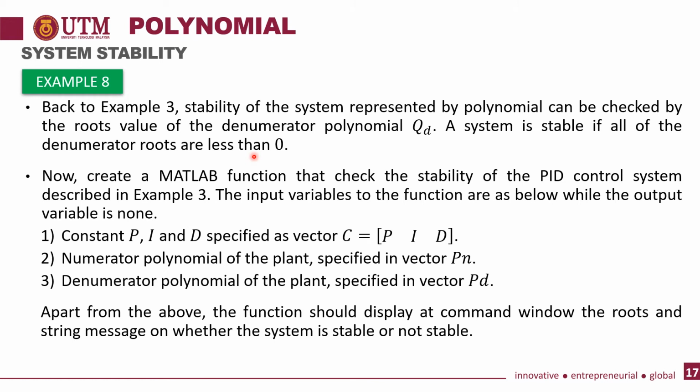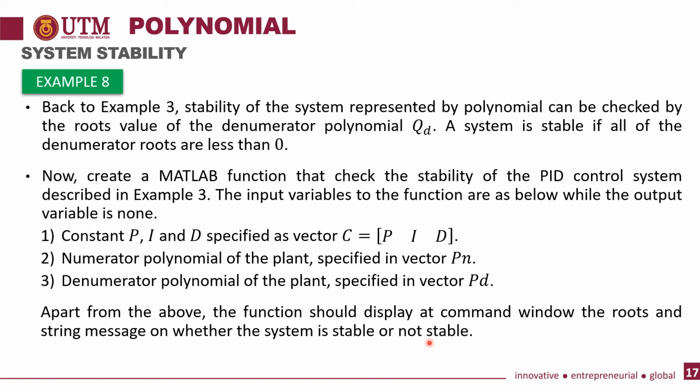Now create a MATLAB function that checks the stability of the PID control system described in example 3. The input variables to the function are as below, while the output variable is none. The constant PID is specified as vector C equals PID. The numerator polynomial of the plant is specified in vector Pn. The denominator is specified by vector PD. Apart from the above, the function should display in the command window the roots and a string message on whether the system is stable or not stable. So this example wants you to create a function to detect whether the system is stable or not.